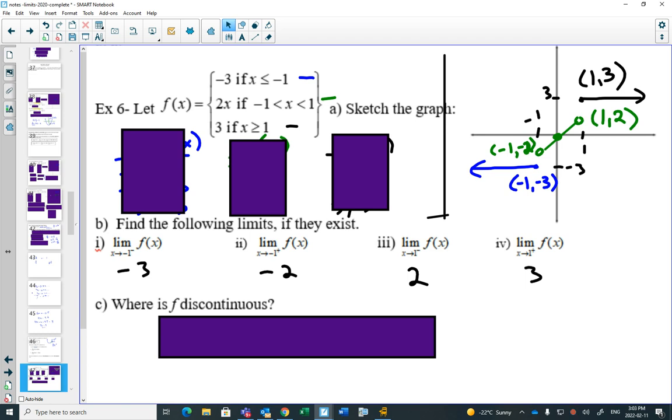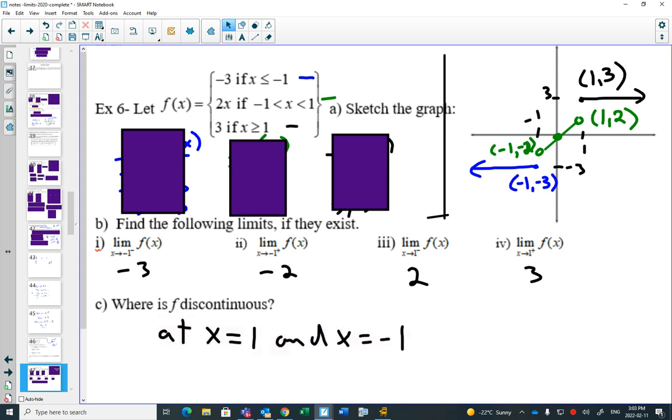Where is f discontinuous? Well, I think you can just, with common sense logic, look at it and see there's a break in the graph at -1 and 1. So at x equals -1 and x equals 1, those are the places where it's discontinuous. The values of the limits tell us that as well, because they don't equal each other.